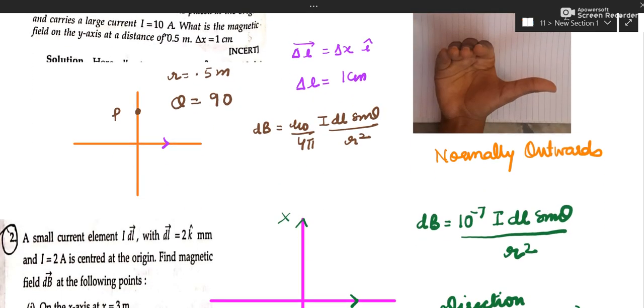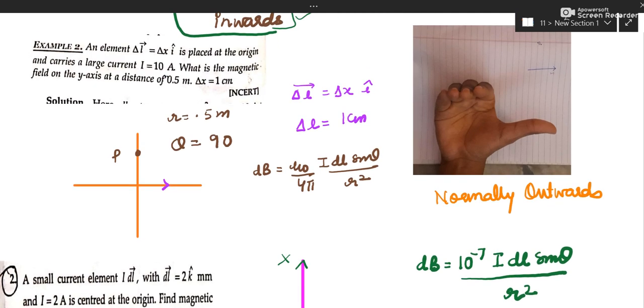Getting to next, an element del L vector is equal to del x i cap. That means current is flowing along positive direction of x-axis. So this is my current. Okay, and current is how much? It is 10 ampere. You can see here it is written 10 ampere. Okay, coming to next, what is the magnetic field on y-axis? Current is flowing along positive direction of x-axis, but you have to find out the magnetic field on y-axis.